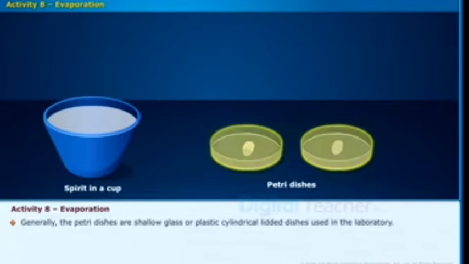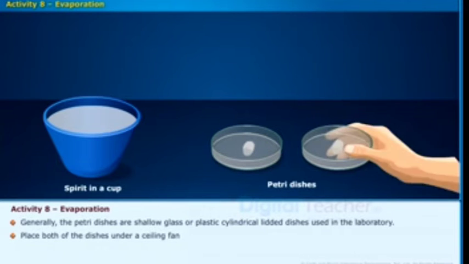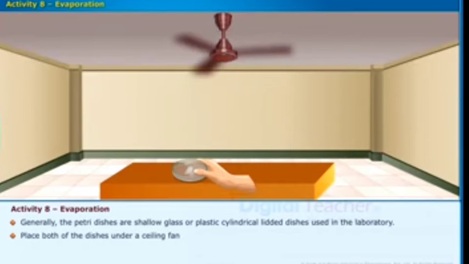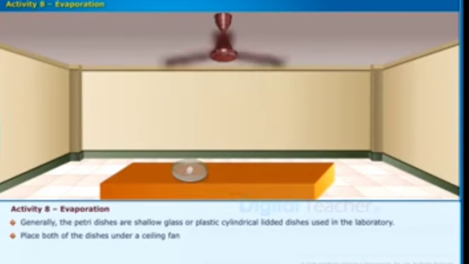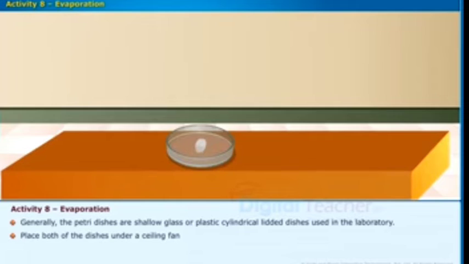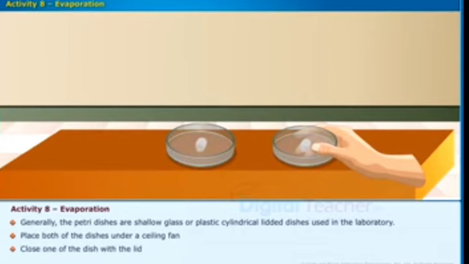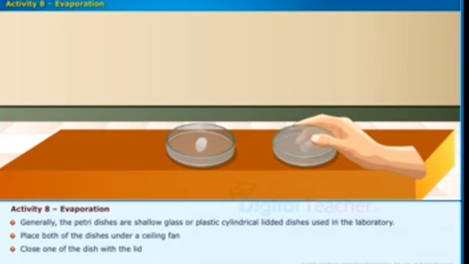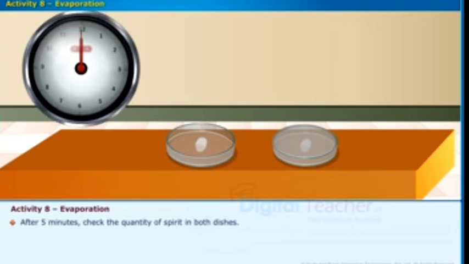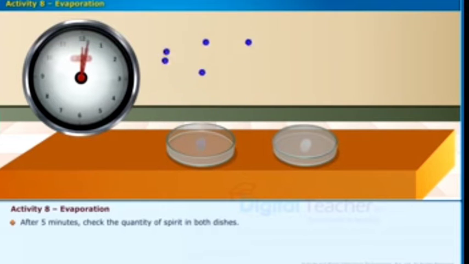Generally, the petri dishes are shallow glass or plastic cylindrical lidded dishes used in the laboratory. Place both of the dishes under a ceiling fan. Close one of the dishes with the lid. After 5 minutes, check the quantity of spirit in both dishes.